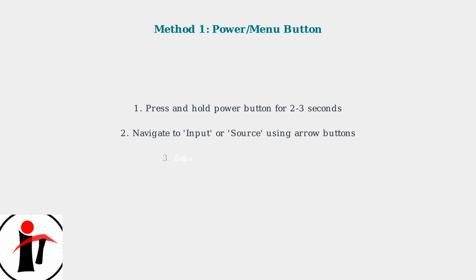Look for the power or menu button, typically located on the bottom right or back right of your monitor. Press and hold the power button for 2 to 3 seconds to access the main menu. Then use the directional buttons around it to navigate to input or source.